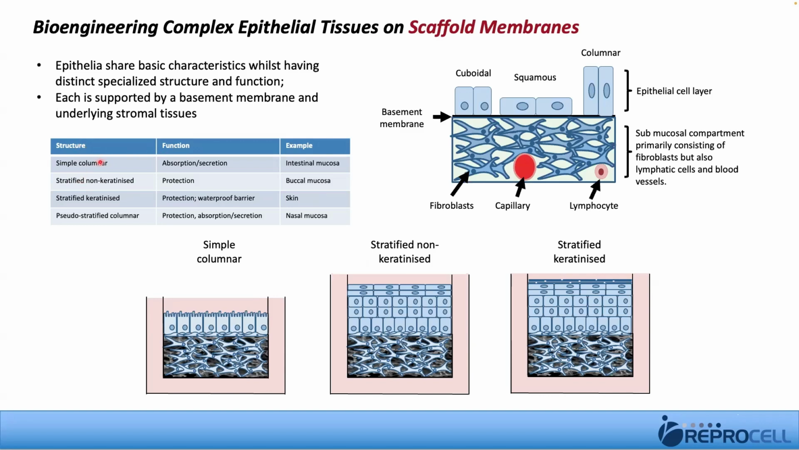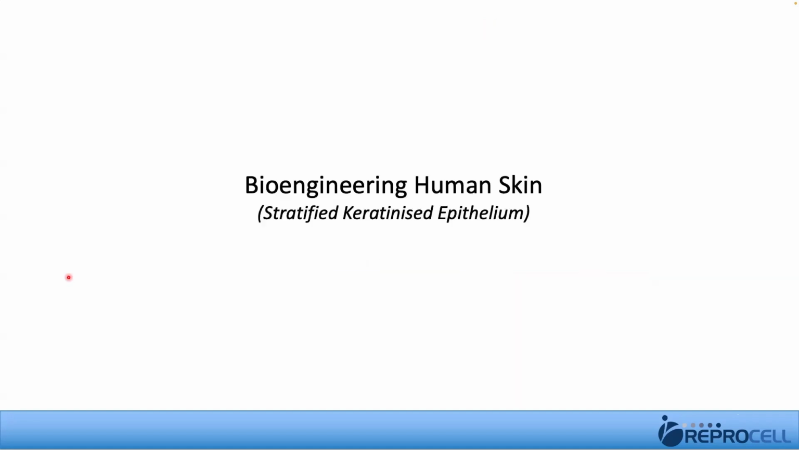So in the intestine, of course, we want to enhance absorption and secretion. So we have a simple columnar epithelium. Whereas in the skin, it's protective, it acts as a waterproof barrier, etc. So we have a stratified keratinized epithelium. So using our technology, we simulate the ability to reproduce these structures in vitro. And this is what this presentation is about. And we'll start with skin as an example.